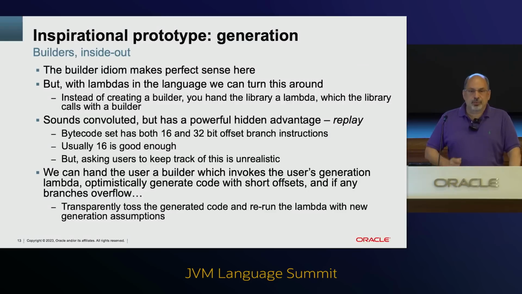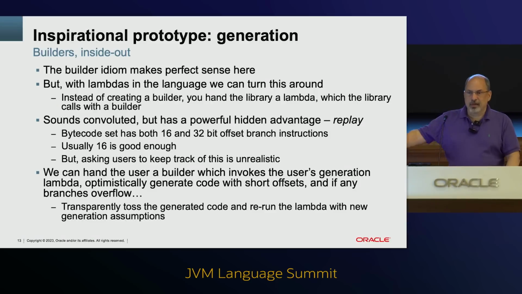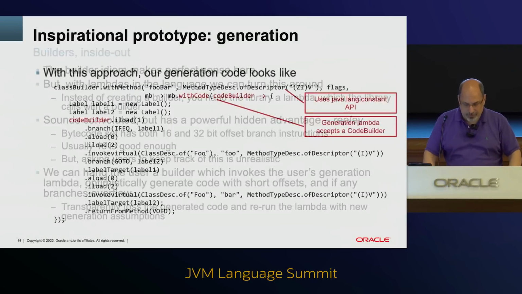So what we do is we give the user a builder that just defaults to all branches are 16 bits. And if one of them overflows, we say, oops. All right, we're going to throw away the method we just generated. We're going to call that lambda again with a different builder, one that uses long offsets. And that way, you can just say, branch this, branch that, say what you want, and we can clean up afterwards. All right, and that's what the inversion of control buys us. So because all the mutation is hidden from the user, the fact that we threw away some generated code and regenerated it is invisible to the user.